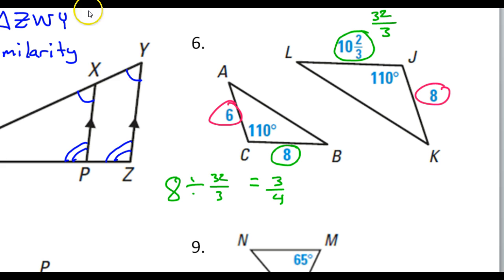Now let's do the pinks. So for the pinks, I'll have 6 over 8. Divide these both by 2 and you have 3/4. So notice we got the same thing both times, so they are proportional. Both pairs of sides are proportional. So that means these triangles will be similar by side, angle, side similarity.